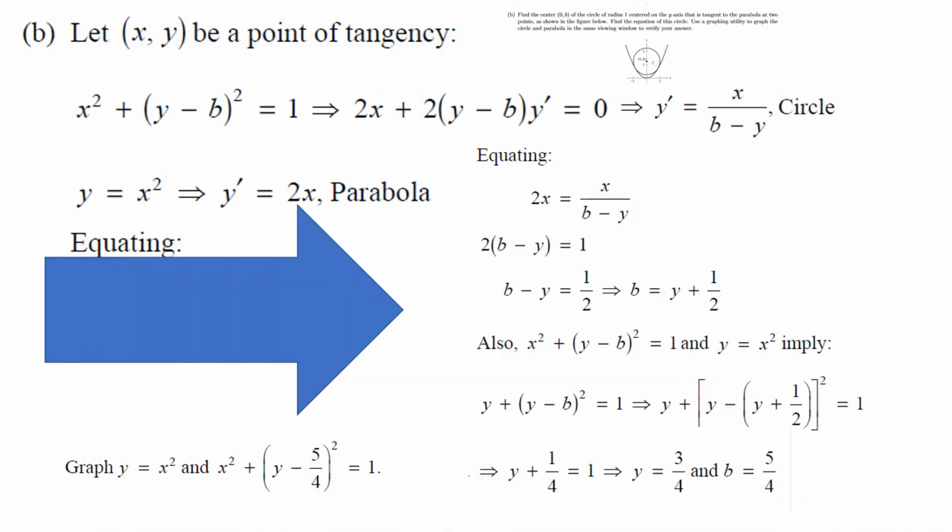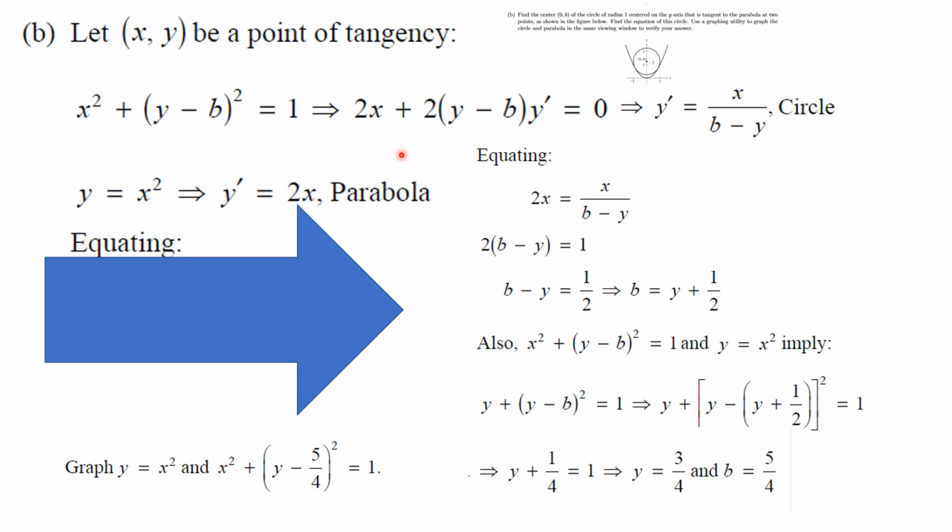For the second part, we were to find the center 0, b. So you see it's going to be centered on the y-axis that is tangent to the parabola at 2 points. So there's a point over here and a point over here. You want to find the equation of this circle and then graph it to show that it does what we want to do. So if we let x, y be the point of tangency, then from the equation of the circle we know that x squared plus y minus b whole squared equals 1.